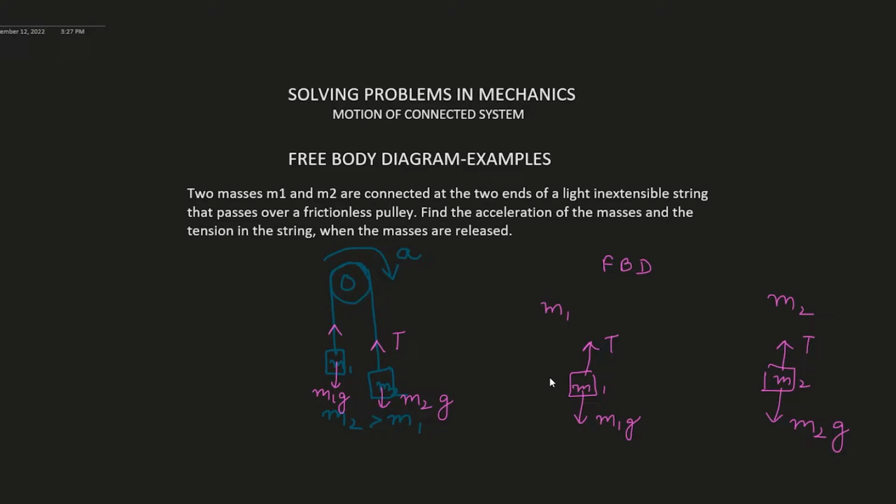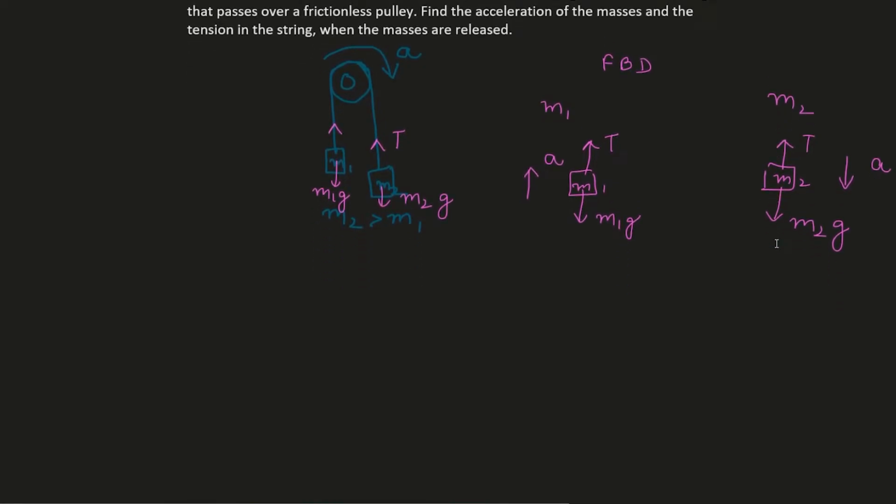After drawing the free body diagram, we know we have to find out the net force. When we are finding the net force, we have to take into account the direction of acceleration if the body is in motion. If you see the system again, the body m1 is going up and the body m2 is going down. So the acceleration for m1 you will draw in the upward direction and the acceleration for m2 in the downward direction. Since the system is connected, we are taking the acceleration as the same, that is a, for both the bodies.